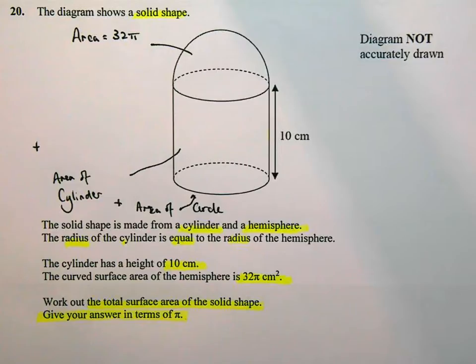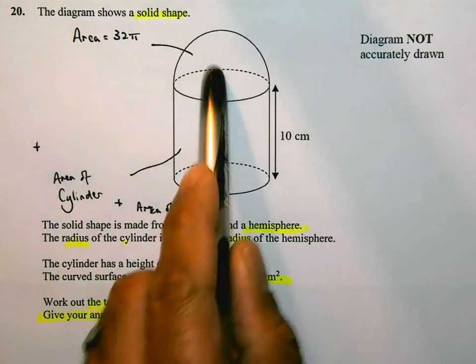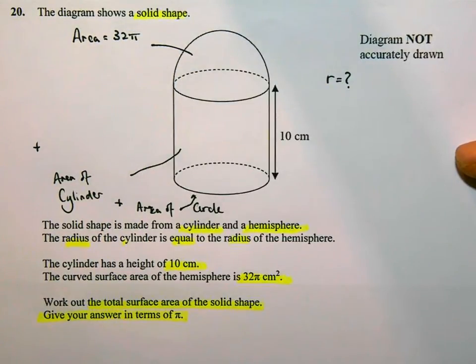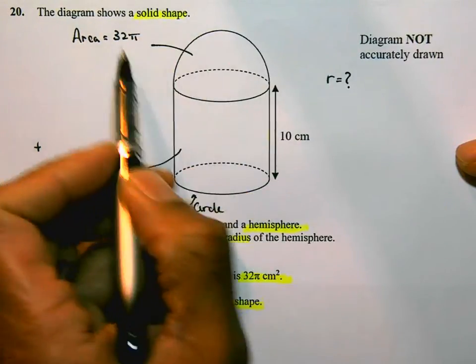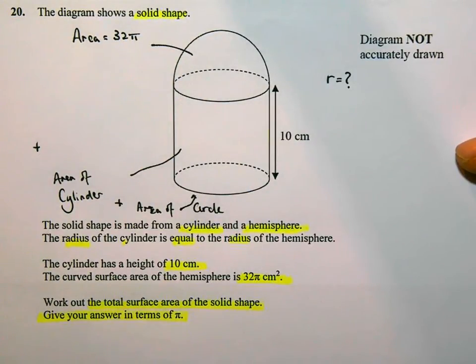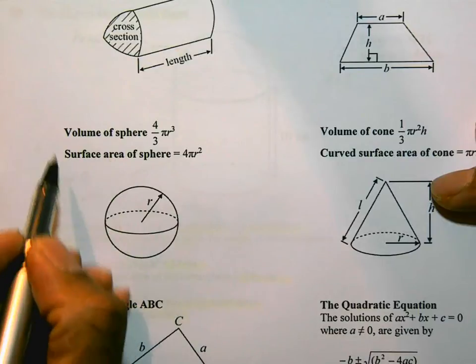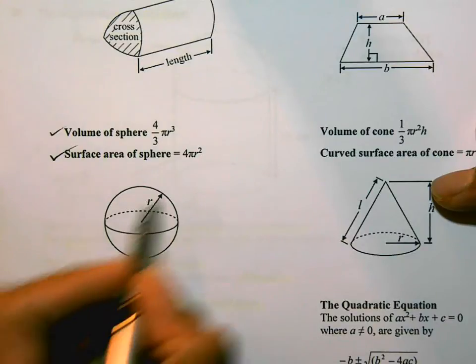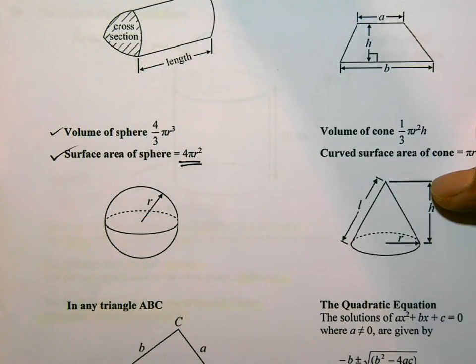In order to do that, we can't work out any of these without knowing the radius of the cylinder and the hemisphere. To work out the radius, we need to use the information that we have. The only two bits of information we have are the height of the cylinder and the surface area of the hemisphere, which is 32 pi. Quite conveniently, on the formula page, you're given two useful bits of information. The volume of a sphere, which is not really useful here, but the other is the surface area of a sphere. For a full sphere, its surface area is 4 pi r squared.